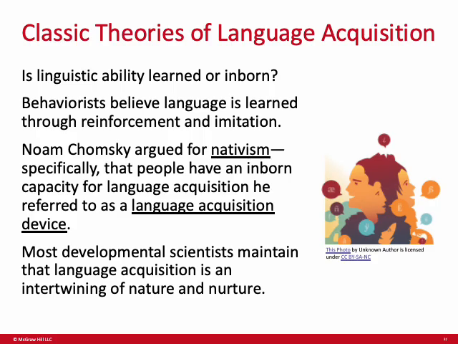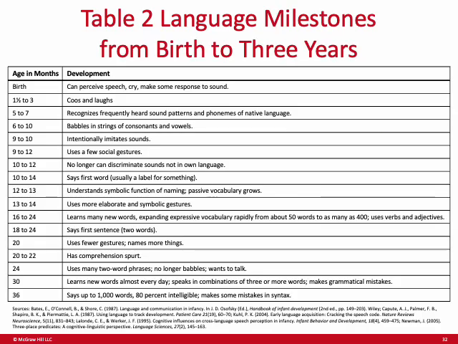Theories of language acquisition. Is linguistic ability learned or inborn? Behaviorists believe language is learned through reinforcement and imitation. Noam Chomsky argued for nativism, specifically that people have an inborn capacity for language acquisition he referred to as a language acquisition device. Most developmental scientists maintain that language acquisition is an intertwining of nature and nurture, so essentially of genetics and environment.